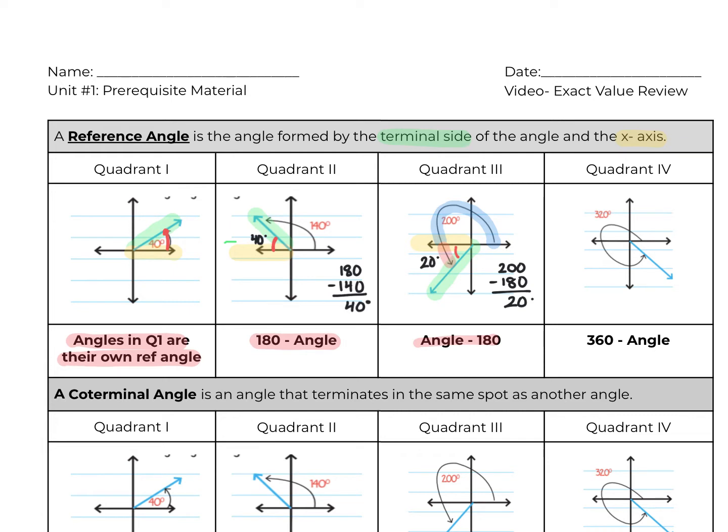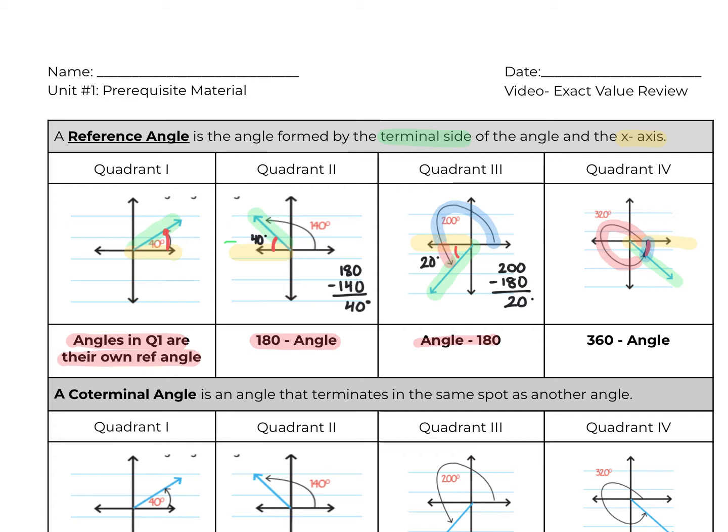And then last but not least is if we're in quadrant four. So again, we have to highlight the terminal side of the angle and the x-axis. And the angle between that is going to be your reference angle. So right in here is your reference angle. So if you think about it, you've already have from here to here is 320, and I want to know how many more degrees I'm going to have to go to complete that circle, which would be 360.